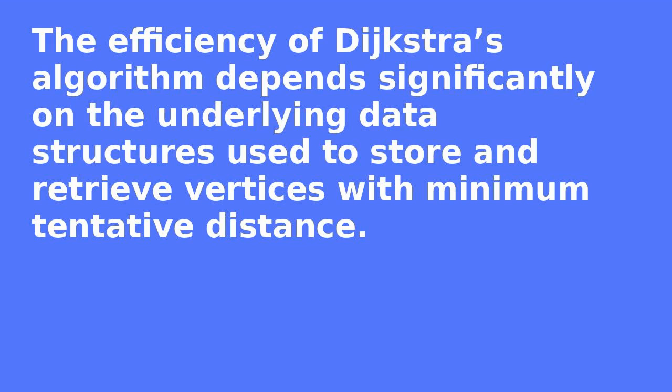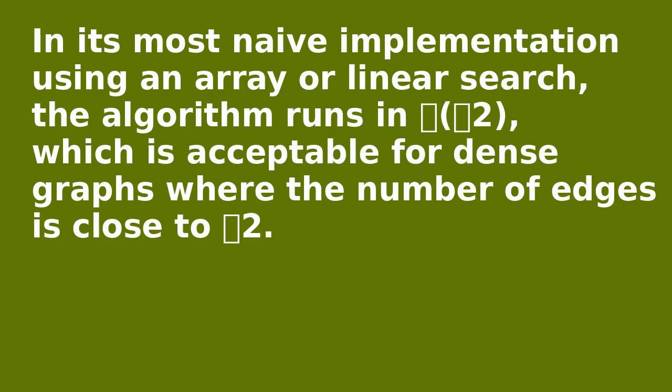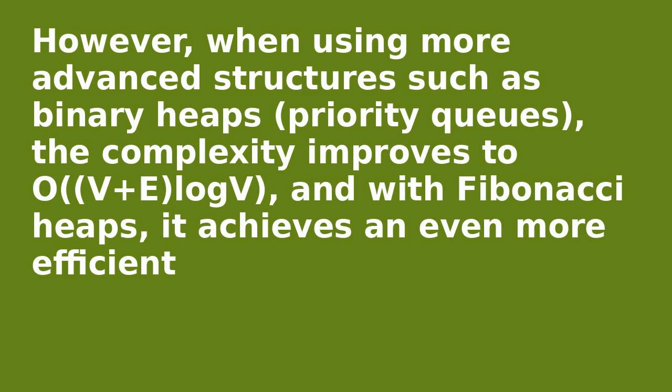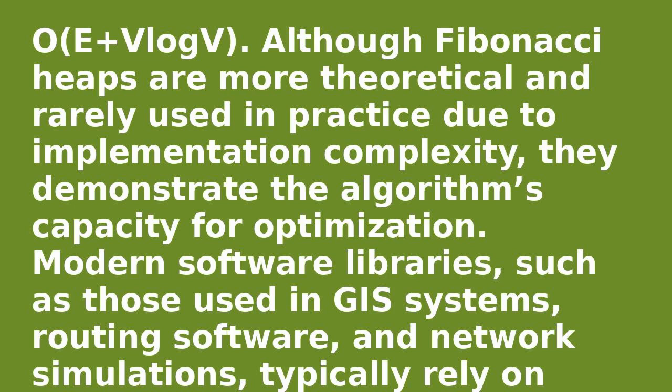The efficiency of Dijkstra's algorithm depends significantly on the underlying data structures used to store and retrieve vertices with minimum tentative distance. In its most naive implementation using an array or linear search, the algorithm runs in V², which is acceptable for dense graphs where the number of edges is close to V². However, when using more advanced structures such as binary heaps, priority queues, the complexity improves to (V plus E) log V. And with Fibonacci heaps, it achieves an even more efficient E plus V log V.